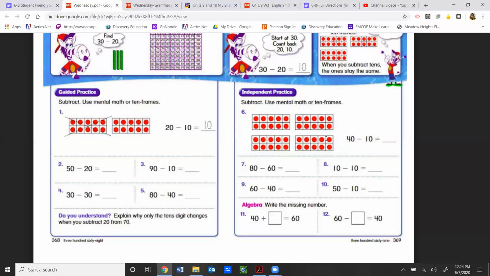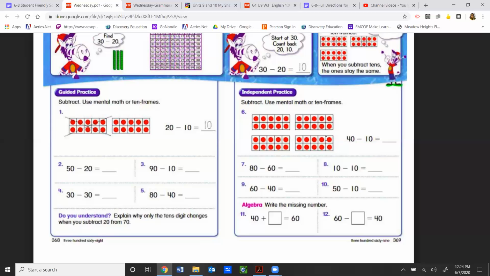For number 6, it says use mental math or 10 frames. So just like number 1, they've got 10 frames there for you. They have the subtraction problem, 40 minus 10. You need to cross off however many are being subtracted from 40, and then you can write your answer. Okay, for number 7, 8, 9, and 10, again, try using mental math. If that's tricky, then use a hundreds chart, draw a picture, do whatever you need to do to solve these.